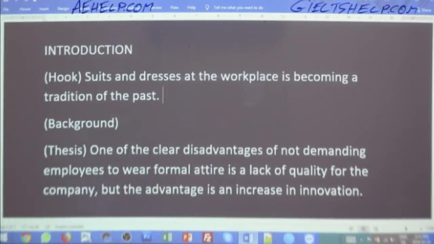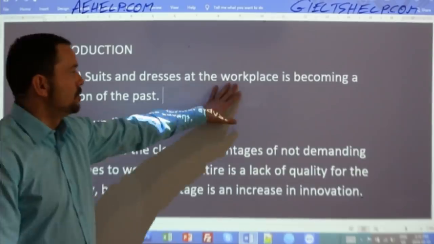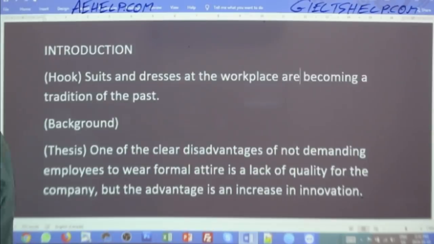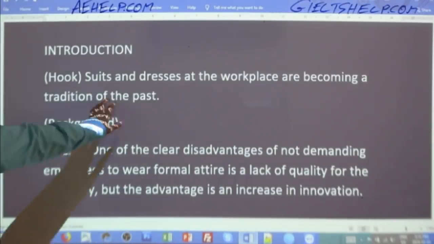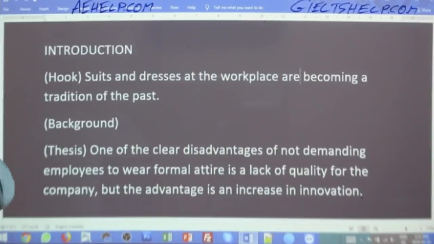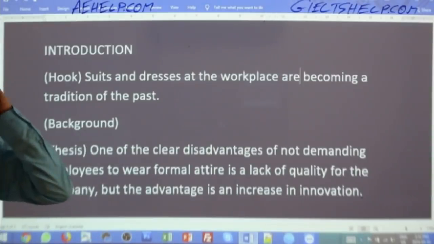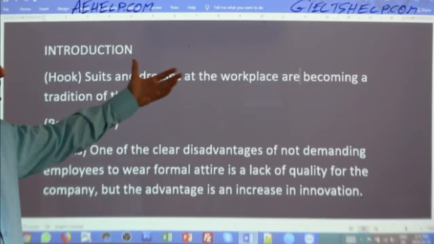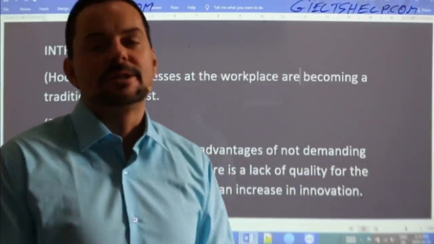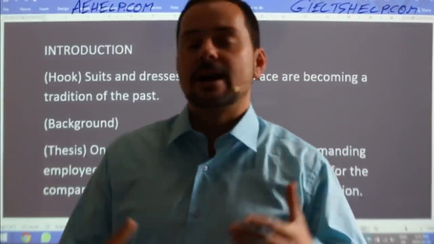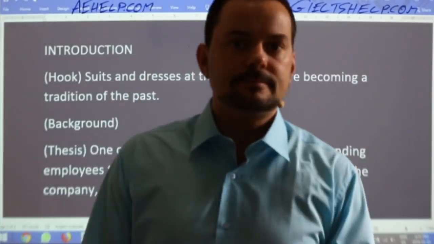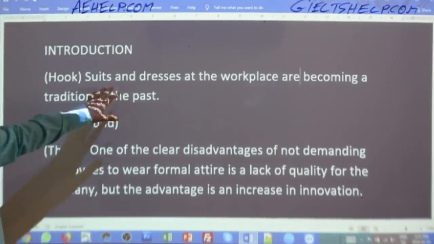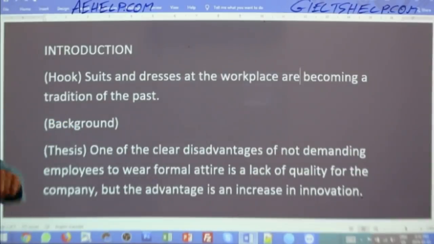All right. Here's my hook. Suits and dresses at the workplace are becoming a tradition of the past. Excuse me. A bit of a sneeze there. So just think modern day compared to in the past, right? In the past, thank you, Begzod. In the past, suits and dresses, that was it. Every company demanded that employees dress formally. These days, not so much. So keep it simple. Suits and dresses at the workplace are becoming a tradition of the past.